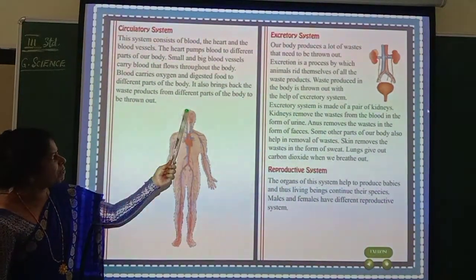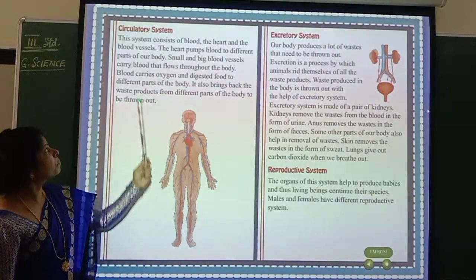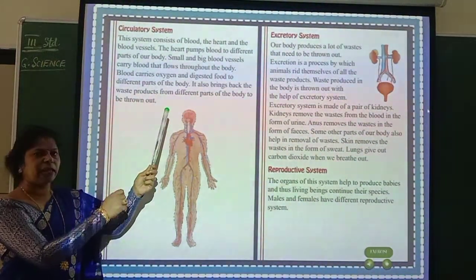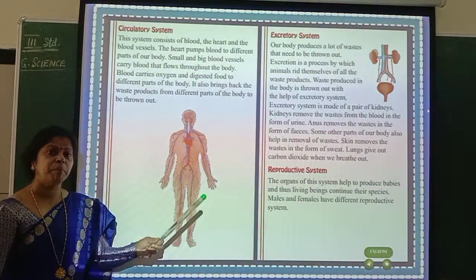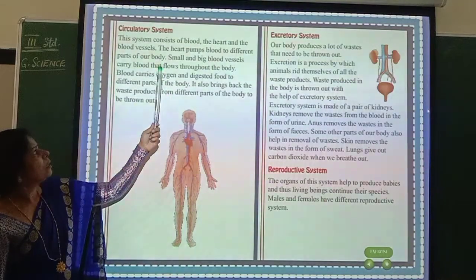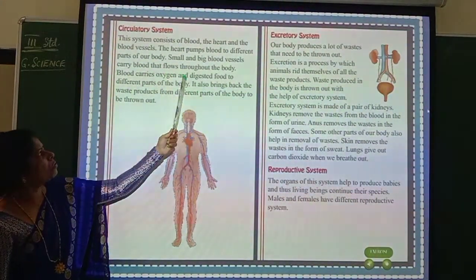So you can see, right from head to toe, there is pumping of blood. That is why, with any prick anywhere on your body, immediately you can see the bleeding, blood comes out. So small and big blood vessels carry blood that flows throughout the body.